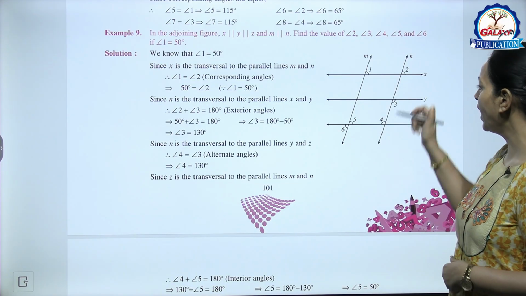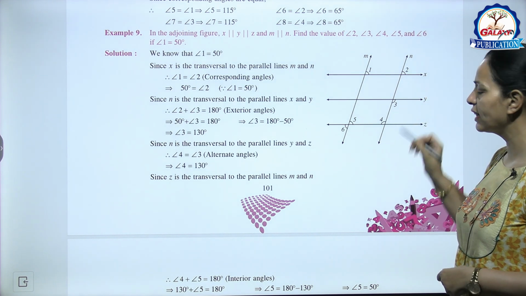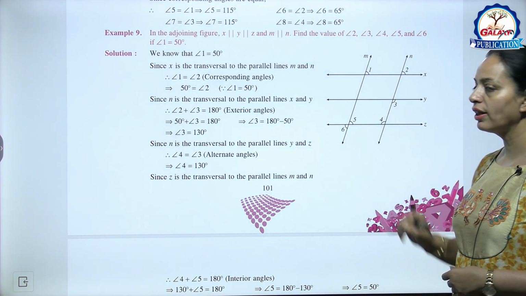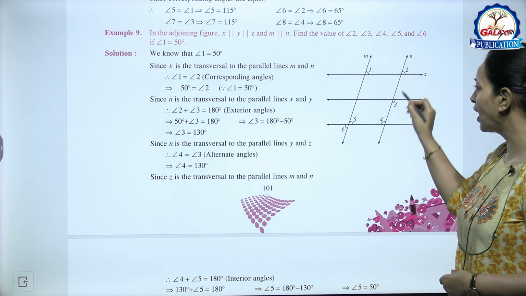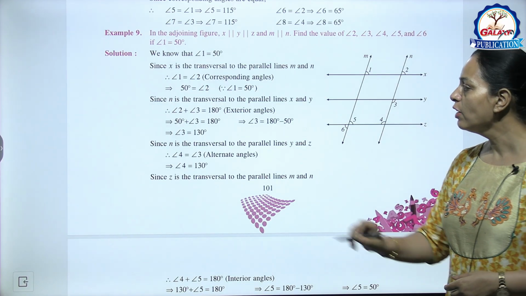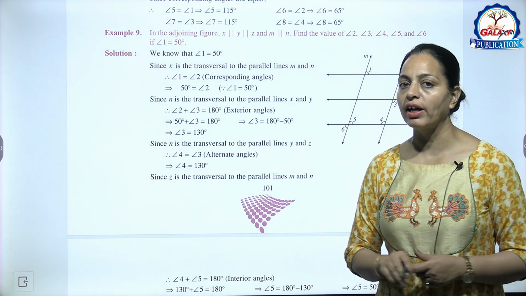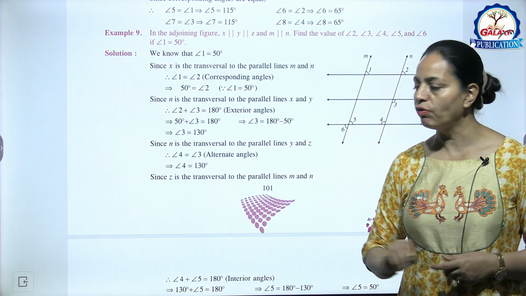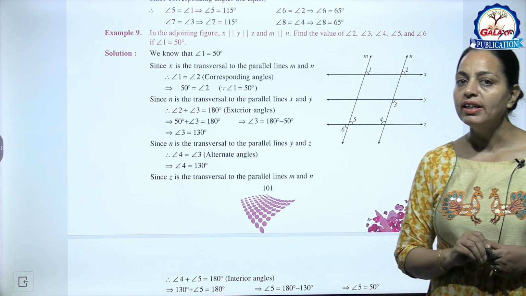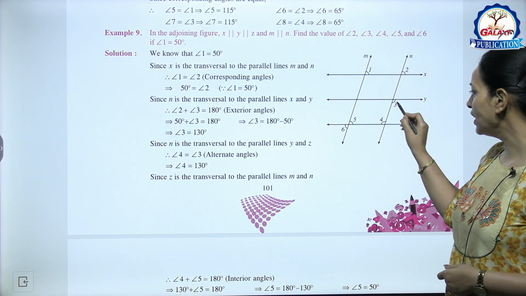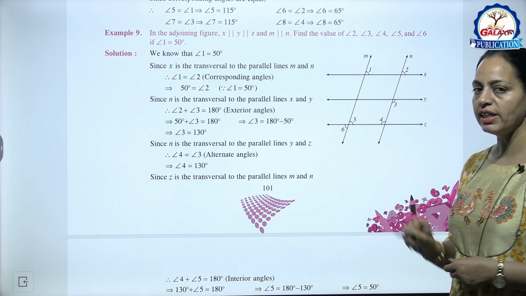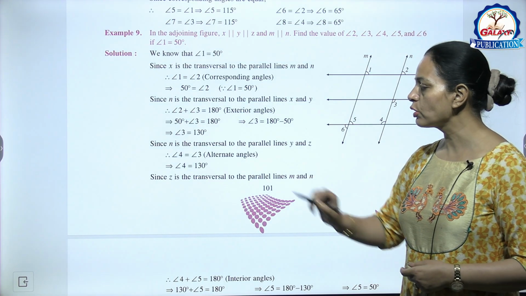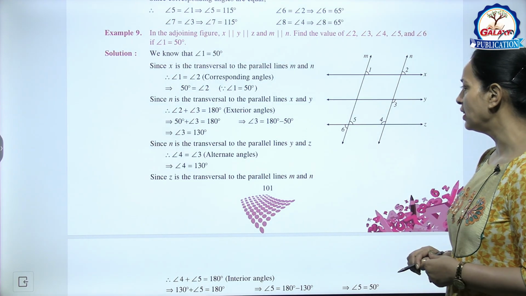Now next you can see N is the transversal to X and Y and 2 and 3 are the exterior angles and their sum is 180 degree. So 2 plus 3 equals to 180 degree. So angle 3 is 180 minus 50, that is 130 degree. Now you can see 3 and 4, these are alternate angles. So 4 is also 130 degree.